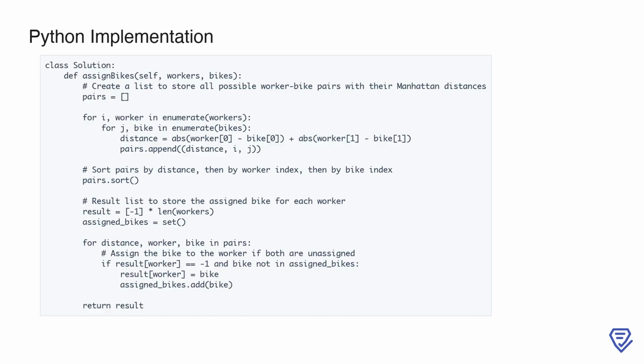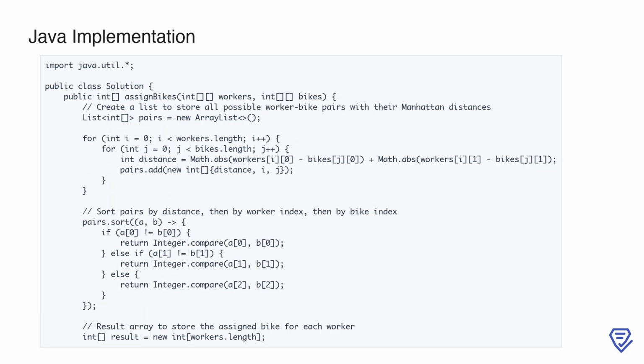Finally, the result list, which contains the assigned bike indices for each worker, is returned. This solution is efficient due to the sorting step, and the greedy assignment ensures correctness, making it suitable for competitive programming scenarios like LeetCode. Here, we begin implementing the solution by importing necessary packages and defining our class and method.